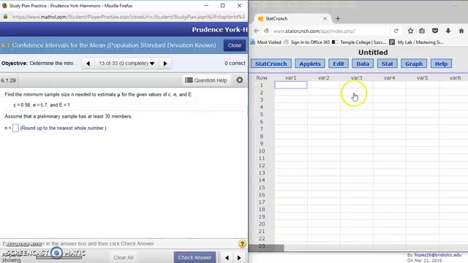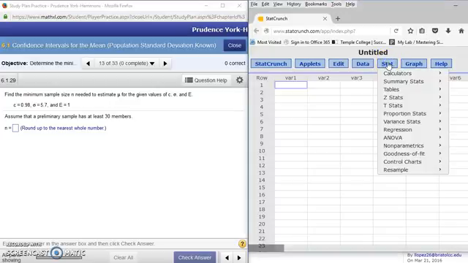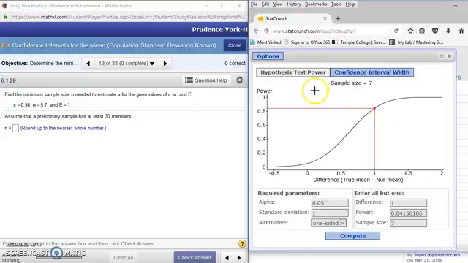So we're going to go to Stat, Z-Stats, one sample, and our choices, we had been using either data or summary, but that's not what we want. We want sample size, so you need to click on sample size. Now you notice that there's a hypothesis test power and there's a confidence interval width. We're talking about for a particular confidence interval width based on the margin of error listed.